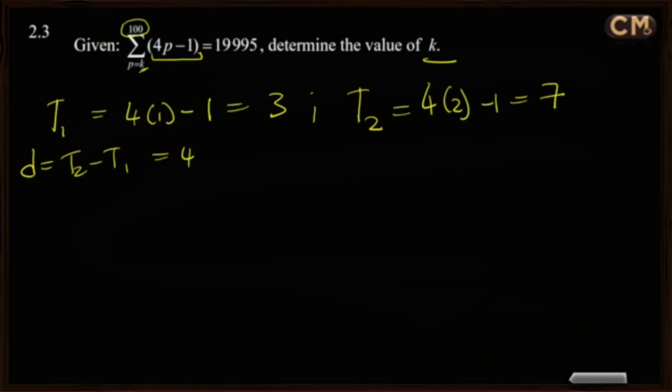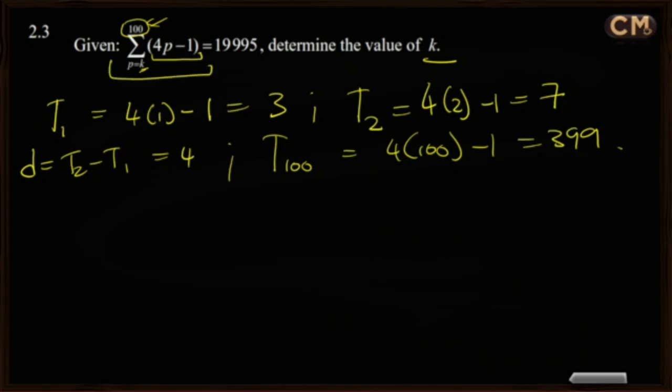So I can do this in general. If we're taking from term 1, whatever, we don't know what the value of k is. That is understandable. We are here to find out the value of k, but we can get the 100th term as well. So t 100 is just going to equal 4 times 100 minus 1, which is equal to 399.